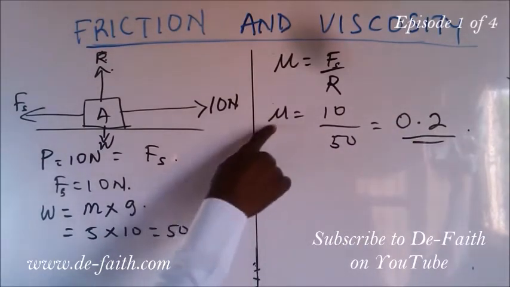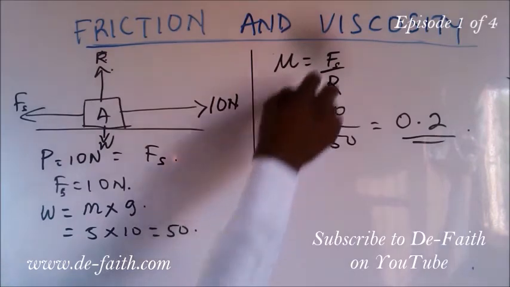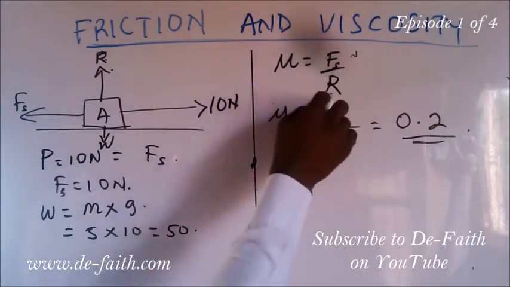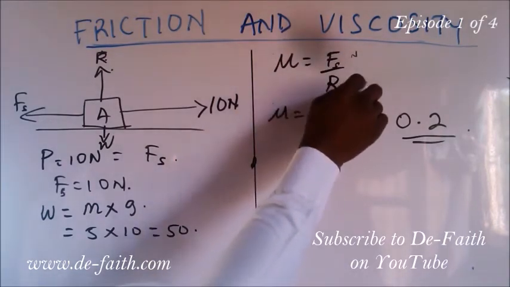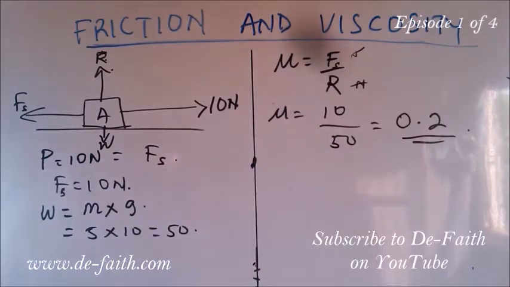Take note that coefficient of static friction does not have a unit. Why? Because the unit of friction here is Newton, the unit of the normal reaction here is Newton, and so they cancel out. So we have this as our final answer.